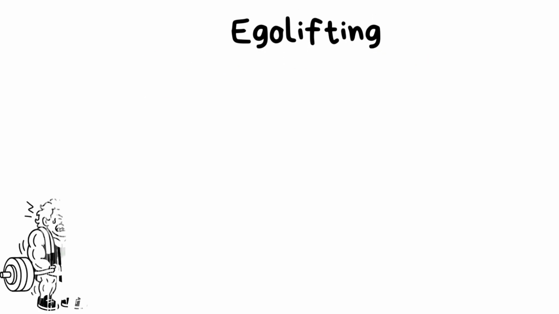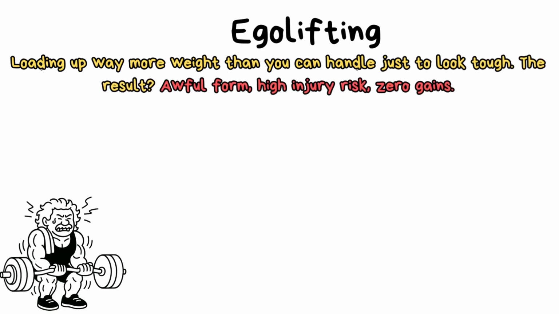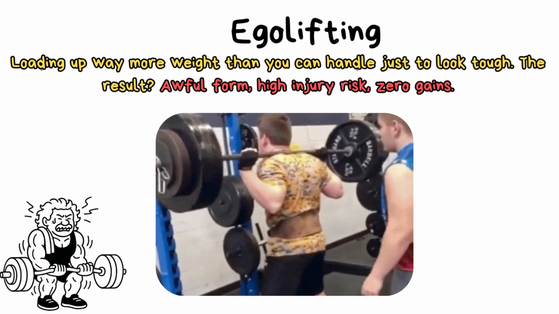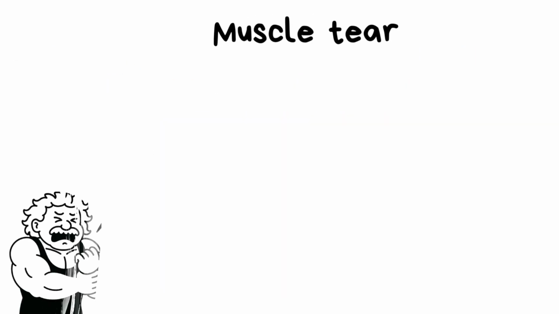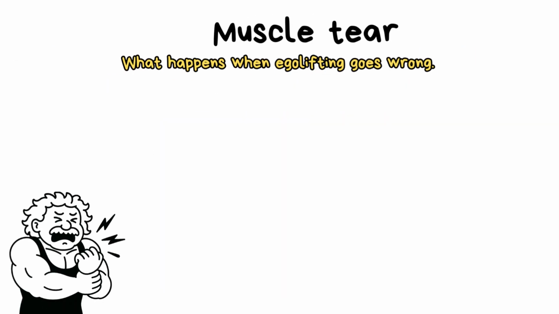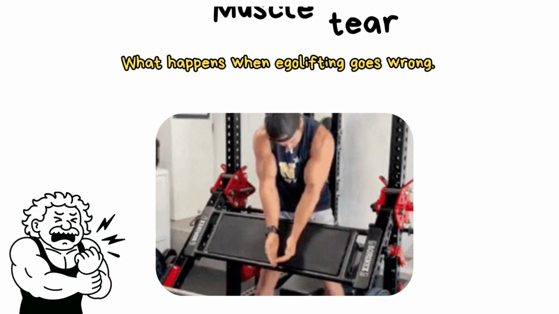Ego lifting. Loading up way more weight than you can handle just to look tough. The result? Awful form, high injury risk, zero gains. Flex your progress, not your ego. Muscle tear. What happens when ego lifting goes wrong? Think of it as your body saying, congrats, you played yourself.